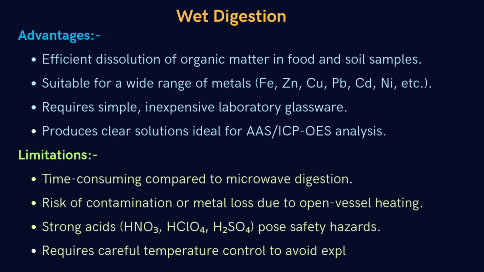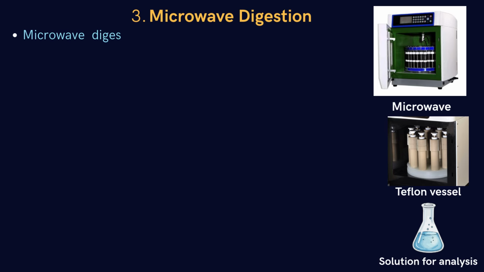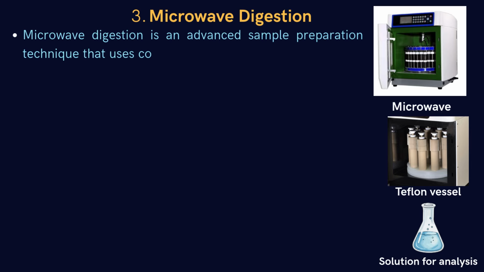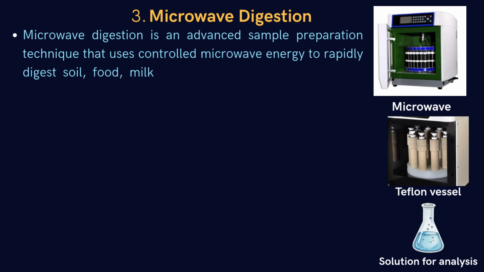Requires careful temperature control to avoid explosive reactions. Third one is microwave digestion method, which is an advanced sample preparation technique that uses controlled microwave energy to rapidly digest soil, food, milk, and vegetable samples in sealed, high-pressure vessels.